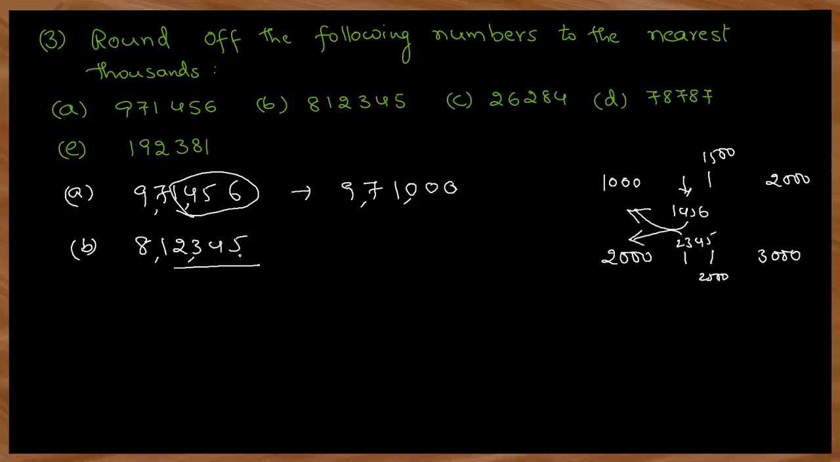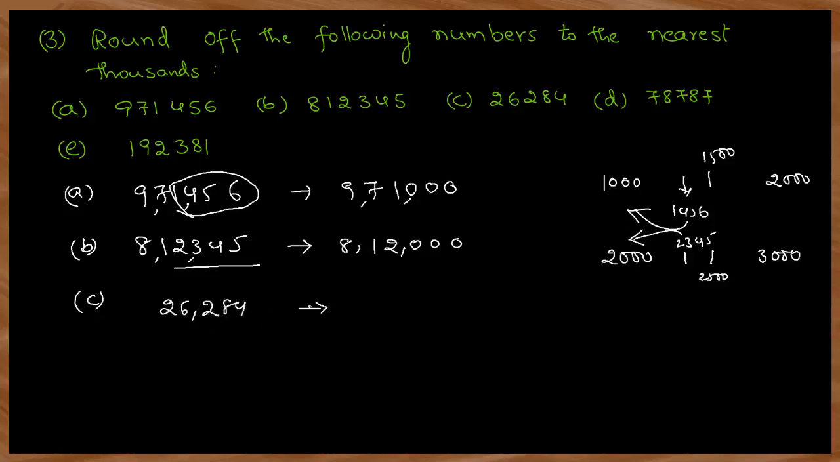So you can write this 8,12,000. In place of 2345 you can write 2000, because the nearest 1000 of 2345 is 2000. So this is 8,12,000. Understand? Next, 26,284.